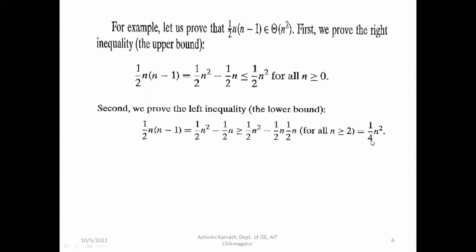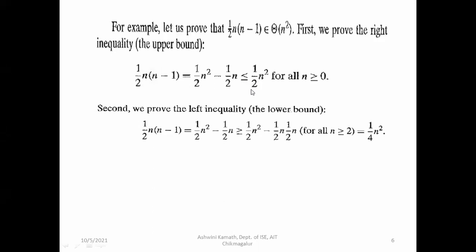And here 1 by 4 into 2 square, 1 by 4 into 4. 4 and 4 get cancelled. So on the right hand side we also have 1. 1 equal to 1, so the inequality holds. Why is it called an inequality? Because we don't have an equal to symbol. Here we have a greater than or equal to symbol or a less than or equal to symbol. That's why it is called an inequality.